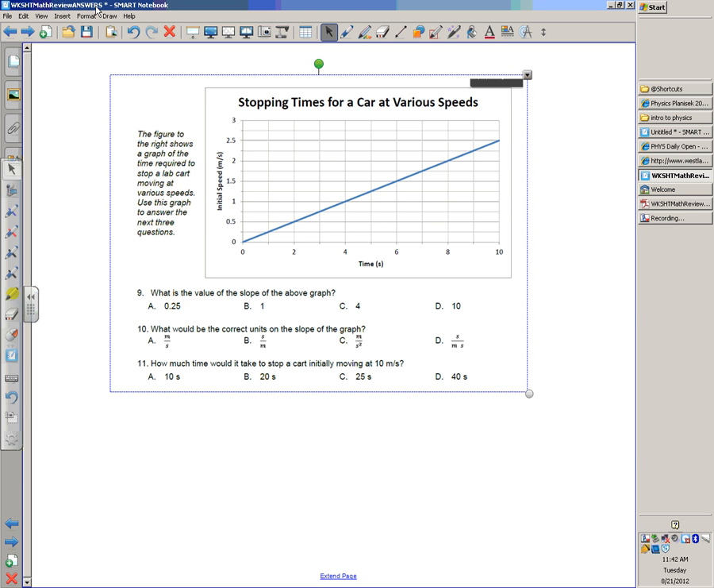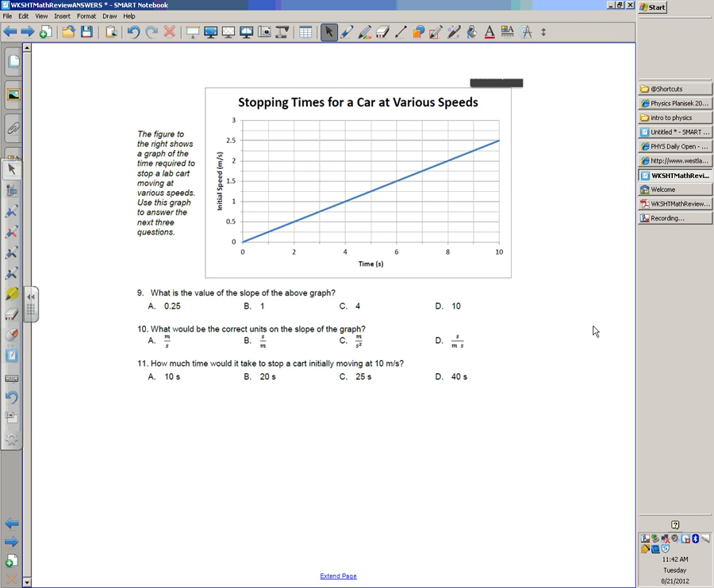The reason I do this is because you'll see this kind of setup show up a lot on tests. Here's a picture. Use this picture to answer the next couple of questions. So, let's talk about question number 9. What is the value of the slope of the above graph? So, back in Algebra 1, you learned how to define the slope of a line. How do we define the slope of a line?